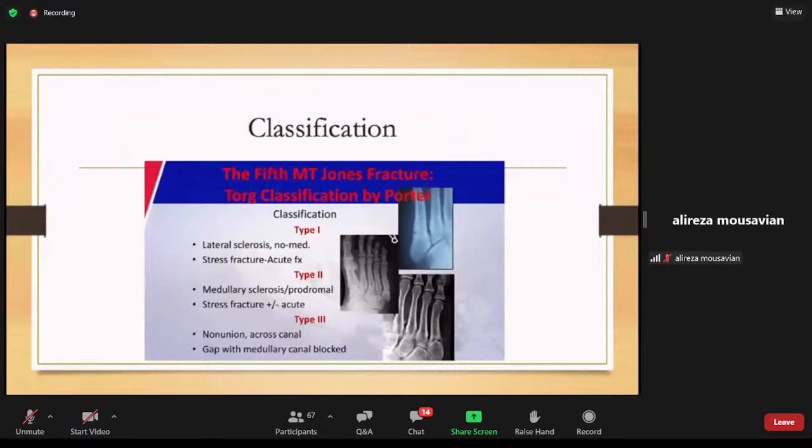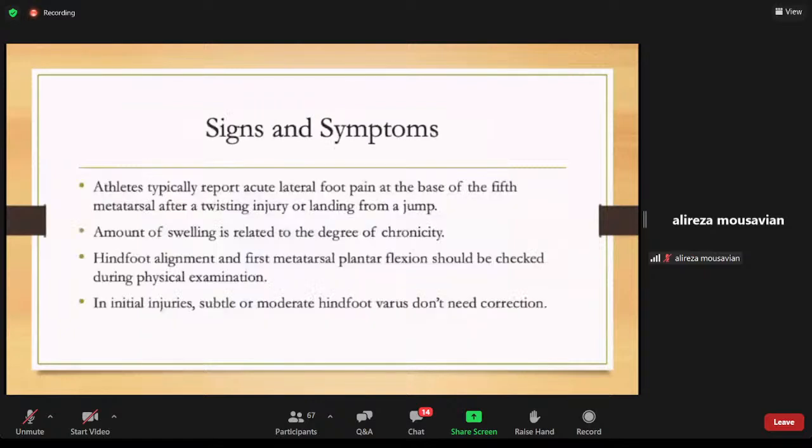And we have the Torg classification, in which all of the fractures classified in this category are assumed to be stress fractures. Type 1 is an acute fracture. We have lateral sclerosis without any medial sclerosis. Type 2 is medullary sclerosis, and the patient also has prodromal symptoms, a stress fracture. And type 3 is non-union and the gap with medullary canal blocked.